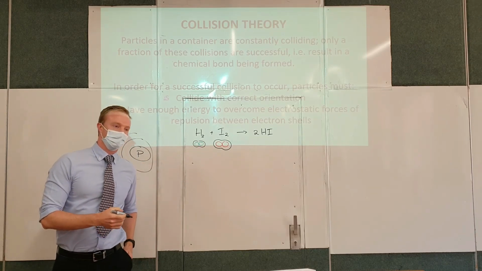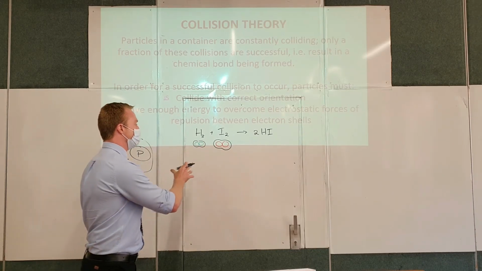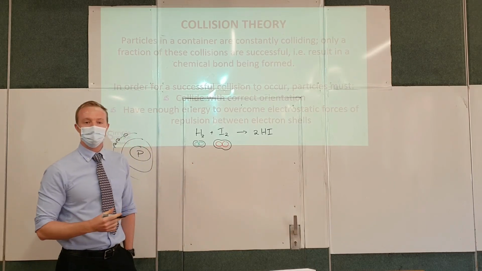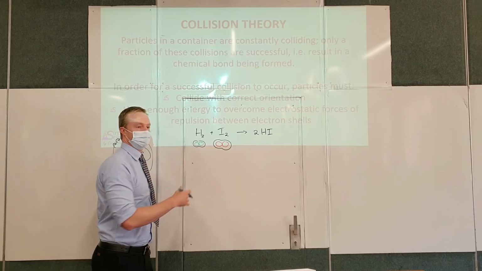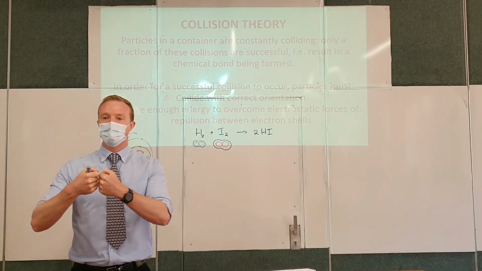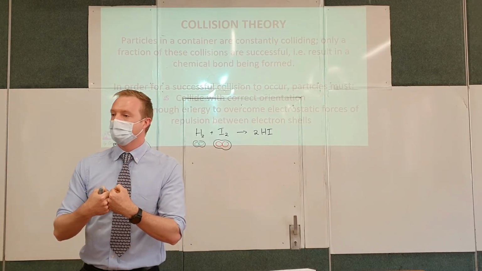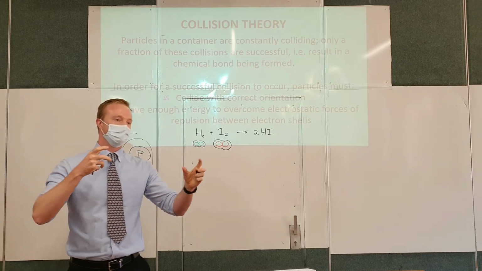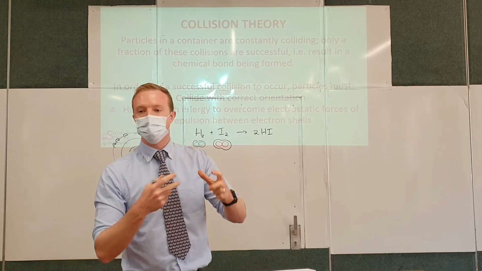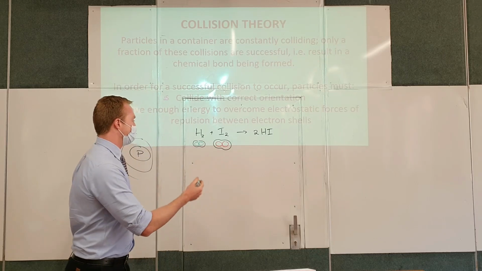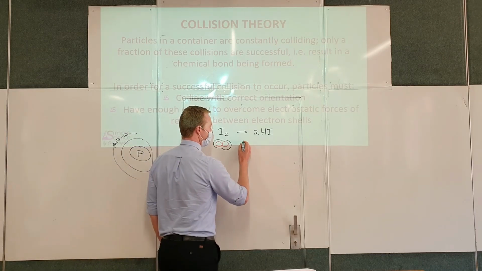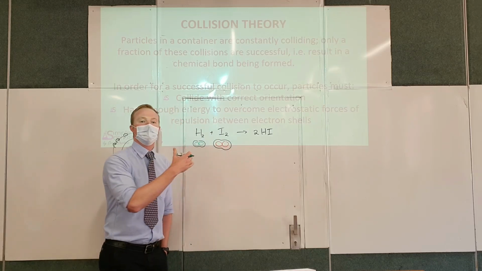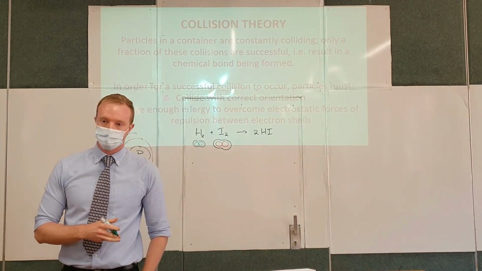So the second condition is that when these two particles collide with each other, they need to collide with enough energy that they overcome that repulsion. Those negative forces that are repelling them need to be overcome, which means that these particles need to come in with enough energy to break through that and get to the point where the particles actually collide with each other. So they need to overcome the electrostatic forces of repulsion.